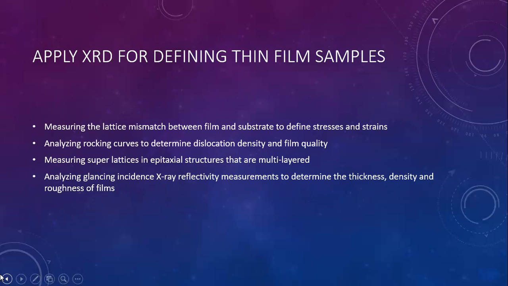Applying XRD for defining a thin film sample, we need to measure the lattice mismatch between film and substrate to define stress and strain. Analyzing rocking curves to determine dislocation density and film quality. Measuring superlattices in epitaxial structures that are multi-layered. Analyzing glancing incidence X-ray reflectivity measurements to determine the thickness, density, and roughness of the film.